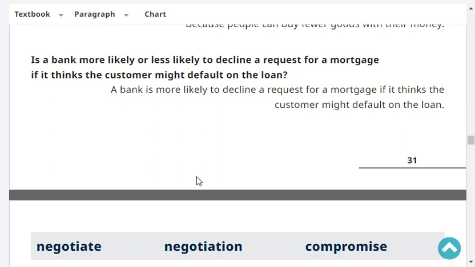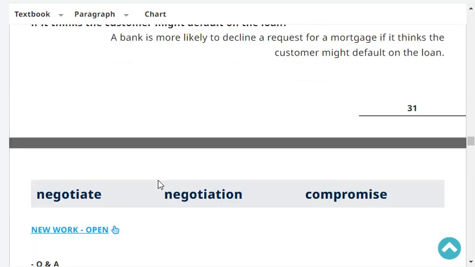Alright. Is a bank more likely or less likely to decline a request for a mortgage if it thinks the customer might default on the loan? A bank is more likely to decline a request for a mortgage if it thinks the customer might default on the loan. Very good. And that's the end of our revision.